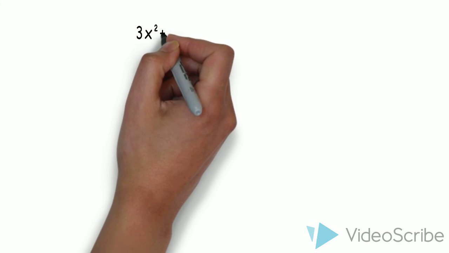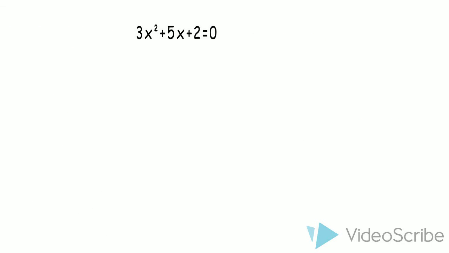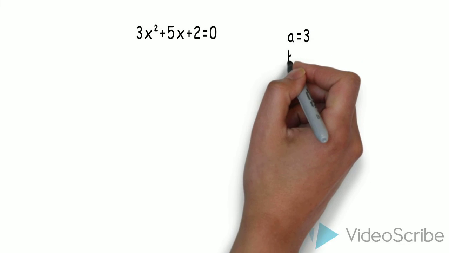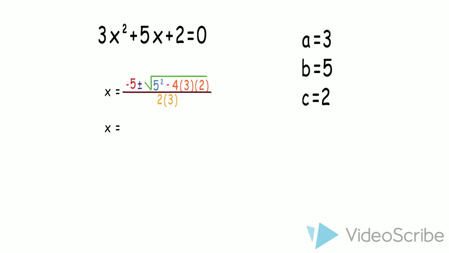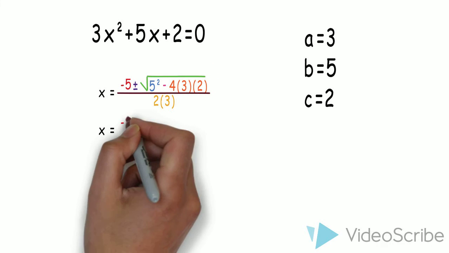So now we're going to do a problem. 3x squared plus 5x plus 2 equals 0. First, write your a's, b's, and c's. A equals 3, b equals 5, and c equals 2. So now substitute. X equals minus 5 plus or minus the square root of b squared, aka 5 squared, minus 4ac, 4 times 3 times 2, divided by 2a, which is 2 times 3.